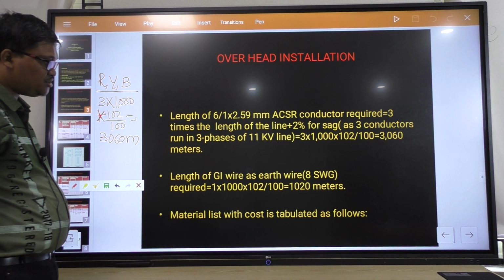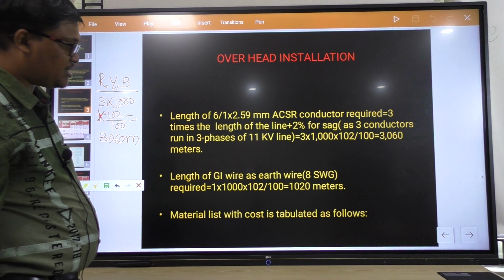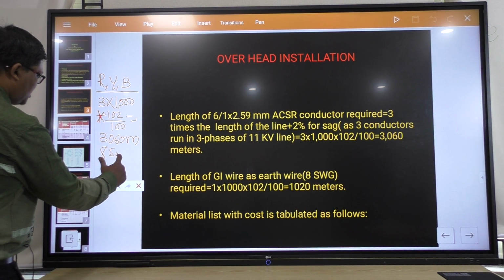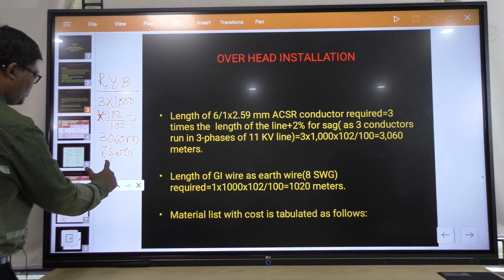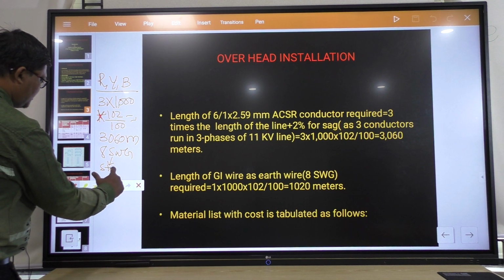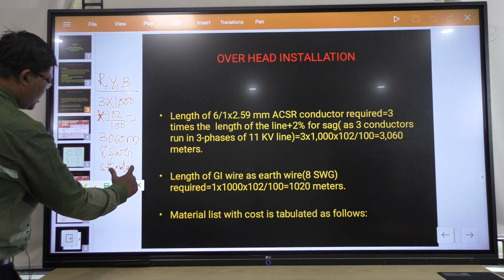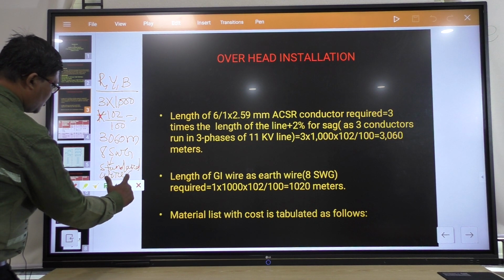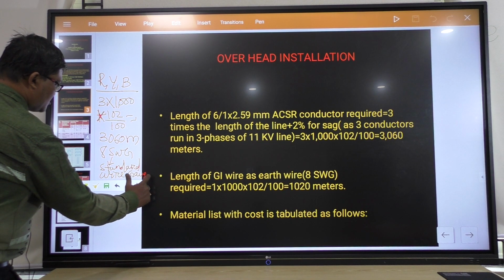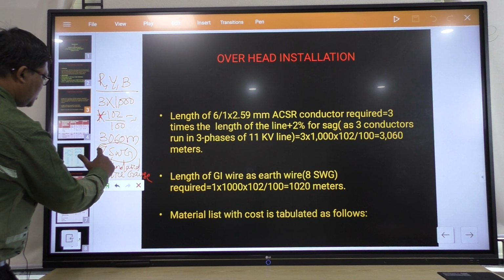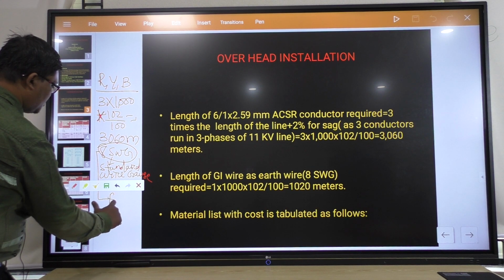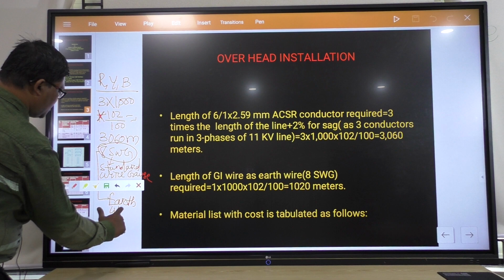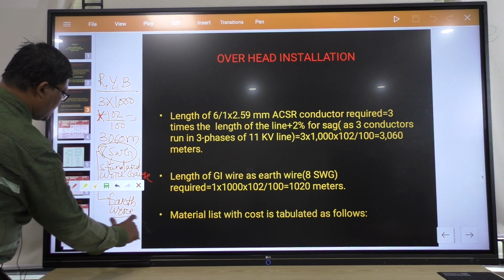Next, the length of the GI wire as earthwire. The earthwire specification is 8 SWG. What is SWG? Standard wire gauge. So, this 8 SWG is the standard of earthwire.